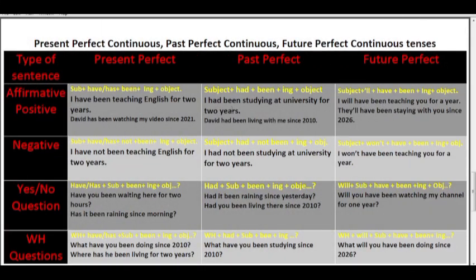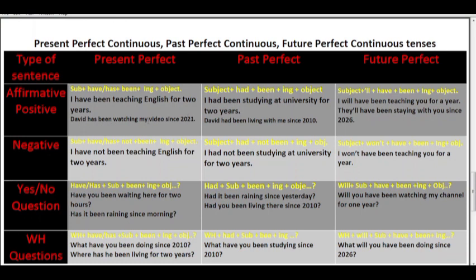Next we have perfect continuous tenses. Again we have three perfect continuous tenses: present perfect continuous, past perfect continuous, and future perfect continuous tenses. Now let's see how to make positive sentences in these tenses. In present perfect continuous, we have subject, and then two helping verbs, has and have. Again, has is used with singular and have is used with plural. And then been, then ing form, and then object. For example, I have been teaching English for 2 years. David has been watching my video since 2021.